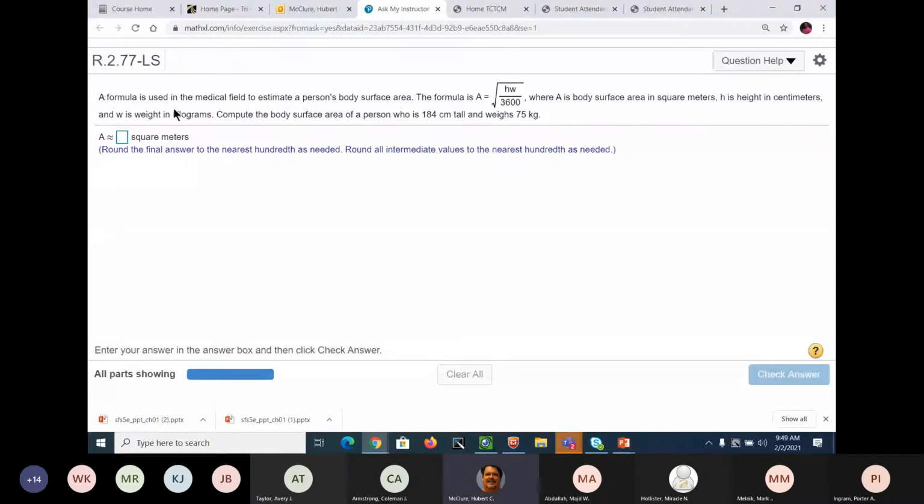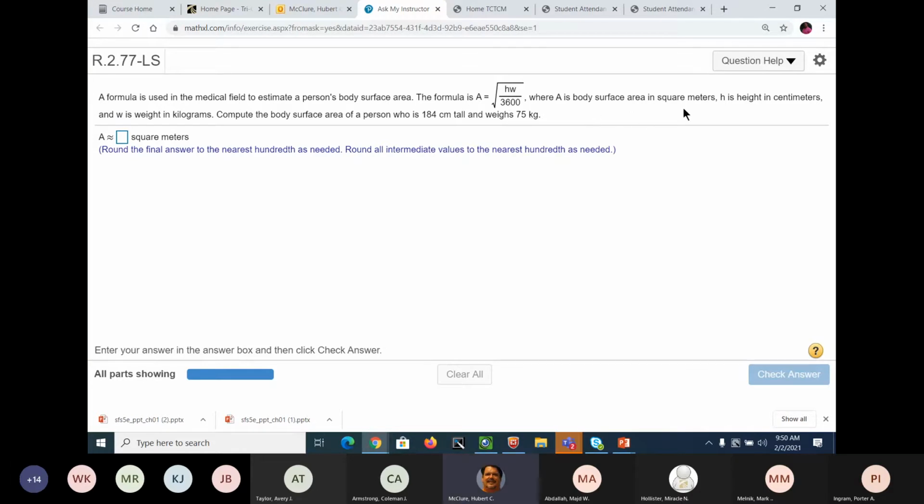The formula is used in the medical field to estimate a person's body surface area. The formula is A equals the square root of HW divided by 3600, where A is the surface area in square meters, H is the height in centimeters, and W is the weight in kilograms. Compute the body surface area of a person who is 184 centimeters tall and weighs 75 kilograms.